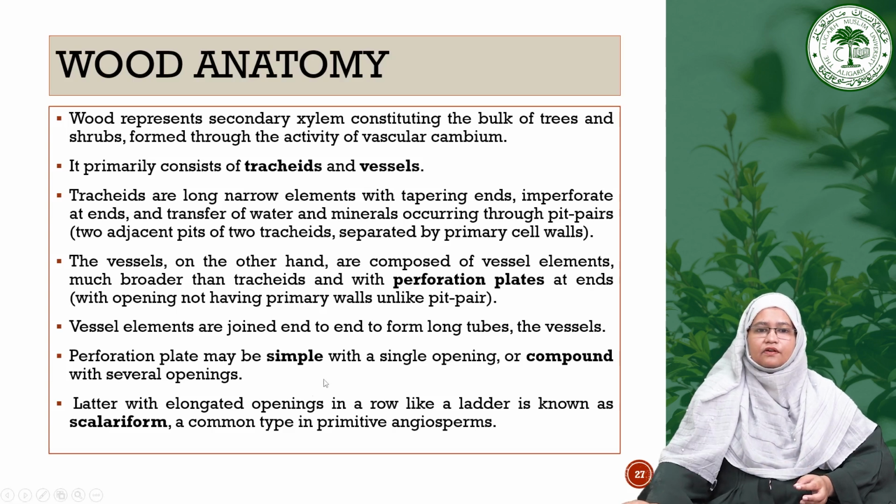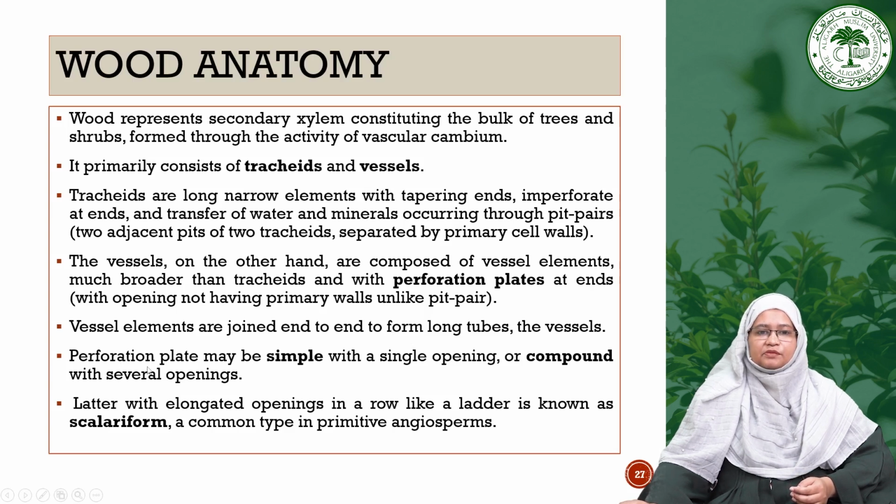Tracheids are narrow elements with tapering ends, imperforate at the ends, and transfer of water and minerals occurs through the pit pairs. The vessels, on the other hand, are composed of vessel elements, much broader than the tracheids and with perforation plates at the end of the cells. So vessel elements are joined end to end in the form of a long tube, the vessel.